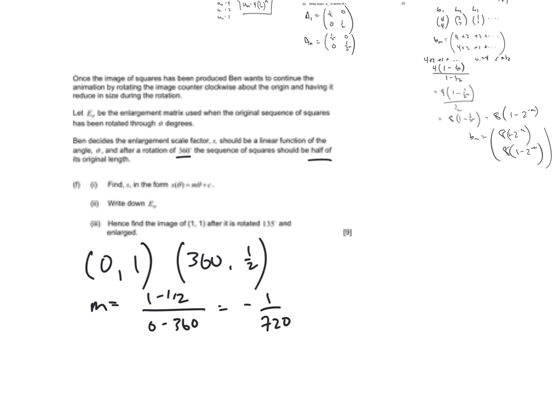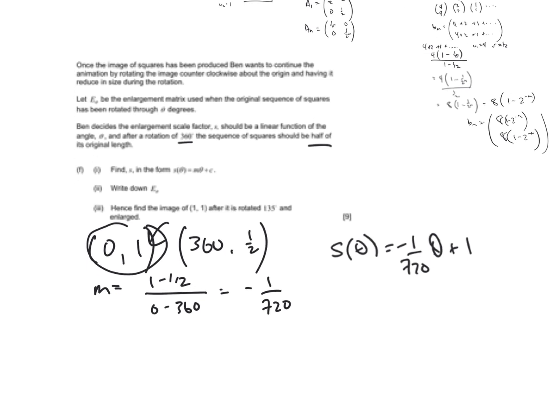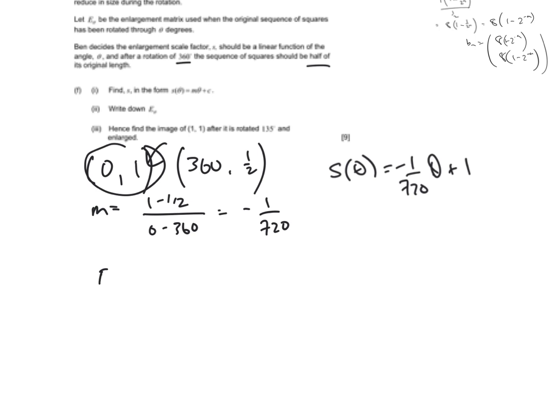And so then I know I want y equals mx plus b. I can also know that this is going to be my y-intercept. And so s(theta) is equal to -1 over 720 theta plus 1. This is going to be my scale factor as a function of theta. Hence, write down E(theta). Well, my enlargement matrix then, E(theta).